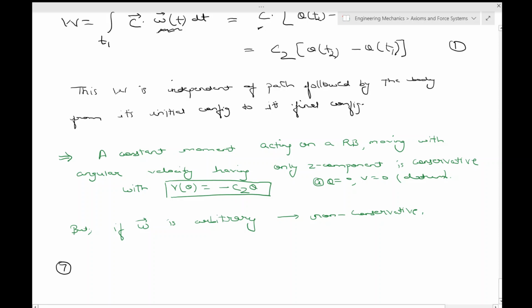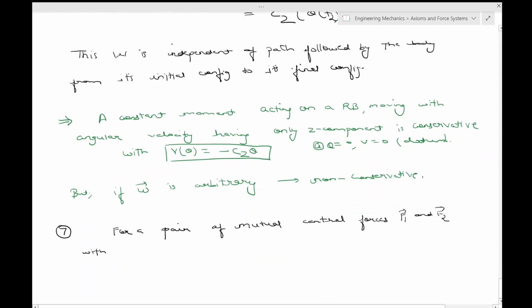Okay, so now a seventh point would be, for a pair of mutual central forces F1 and F2 with F1 equal to minus F2 is, say, equal to F1 ER hat or F of r, theta, phi.